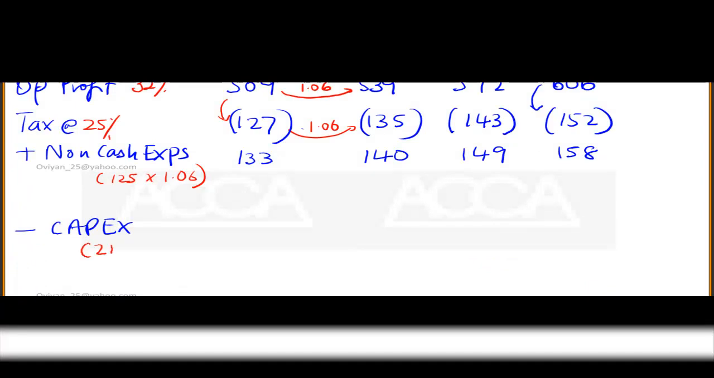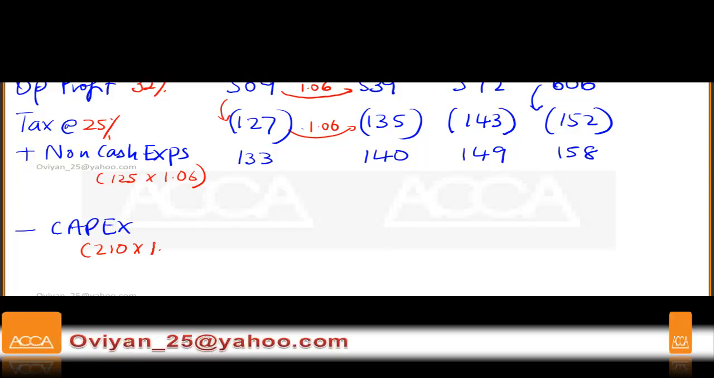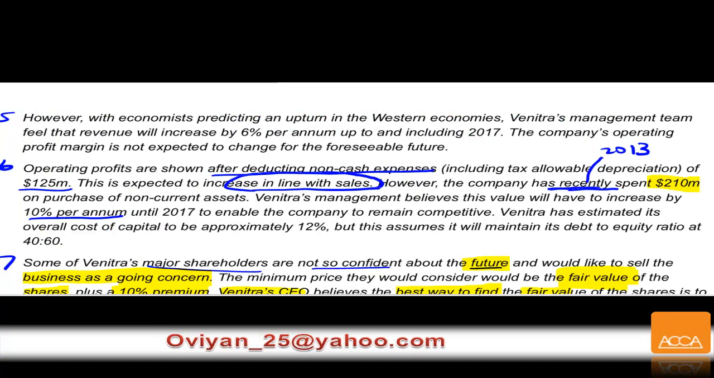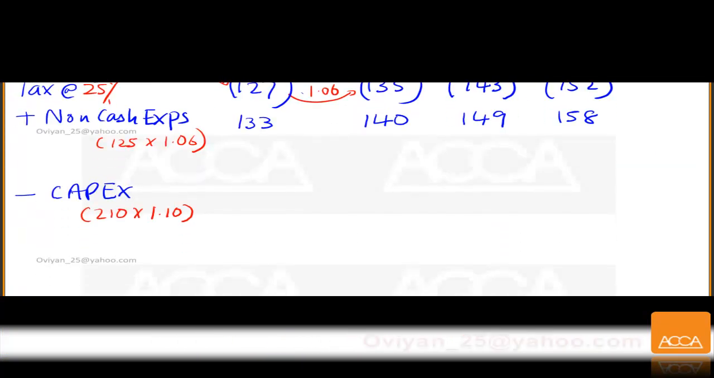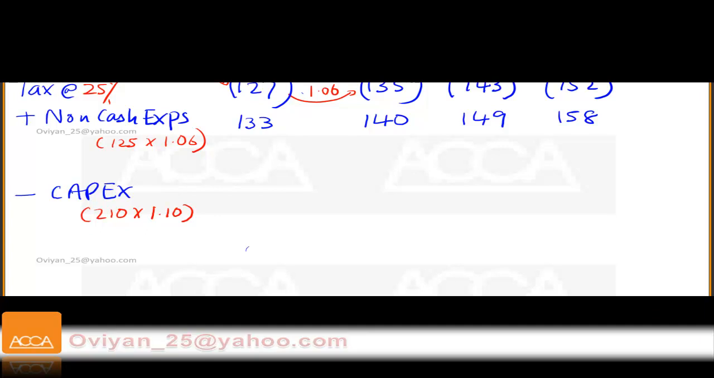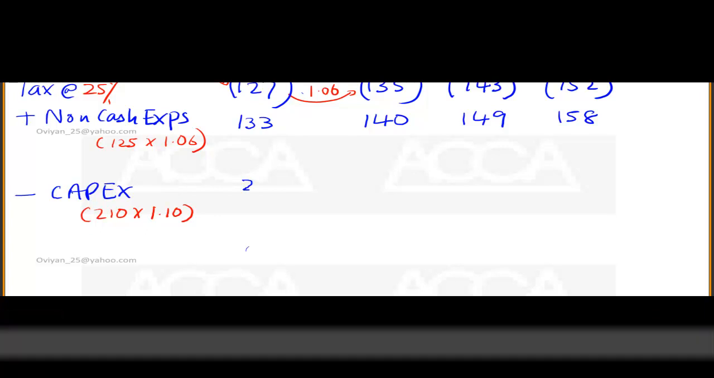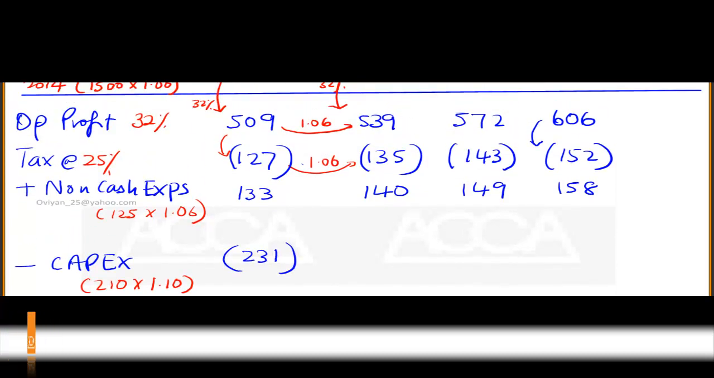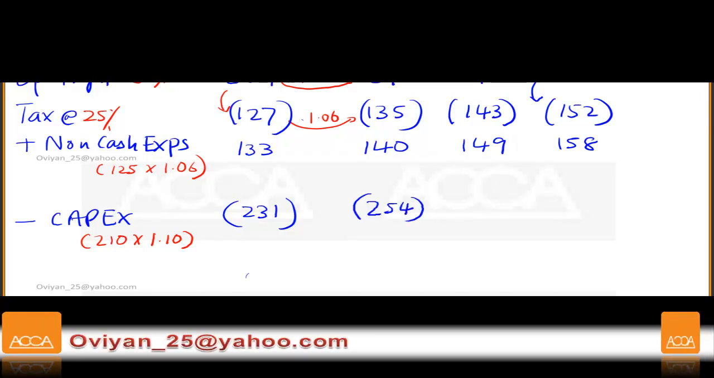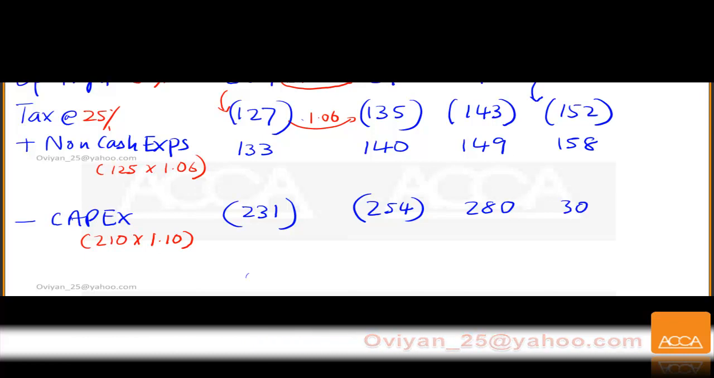So it's going to be 210 multiplied by 1.10, because they're going to grow by 10%. Now if it's the same, then you can just put it at the end and only grow by 6%. But in this case, there are two growth rates within the 4-year period. Capital expenditure is different, the others are different. So this is going to be 231 in brackets. Brackets denote outflow of funds, and then you keep multiplying by 1.1. You're going to get 254. Press equals, you're going to get 280. Press equals, you're going to get 307.